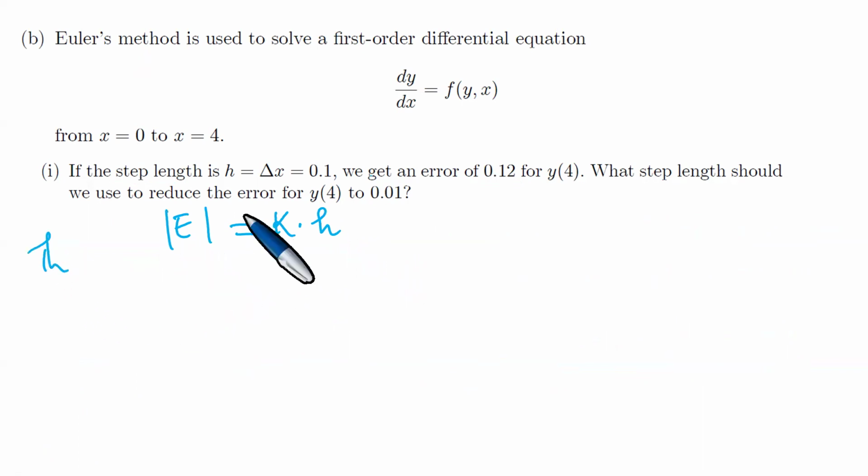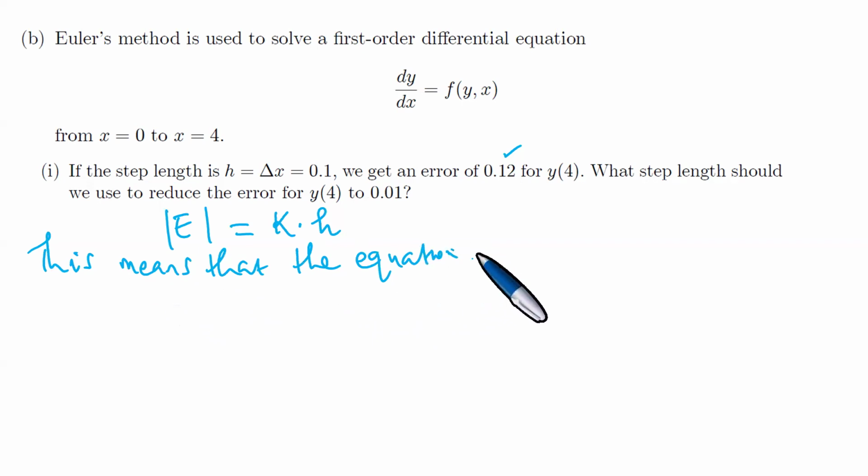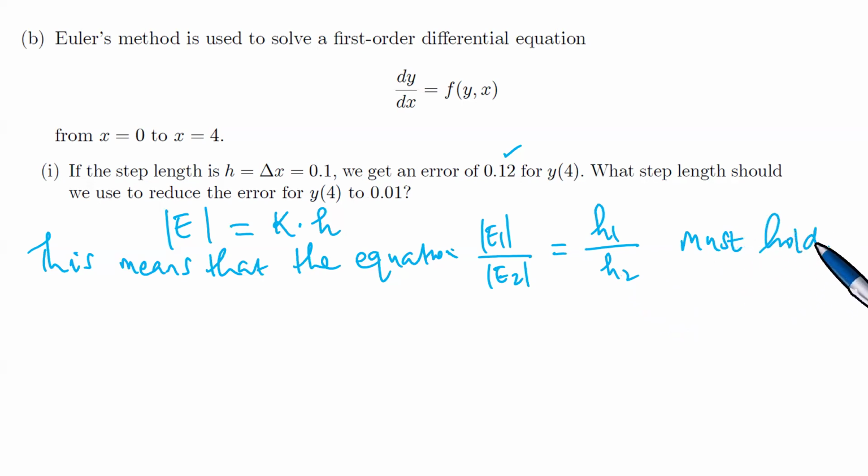What does this mean? Because here we have two errors. We have the error of 0.12 and the error of 0.01. So this means that the equation, error 1, error 2, must hold. This means that the equation, error 1 modulus divided by error 2 modulus, must hold.